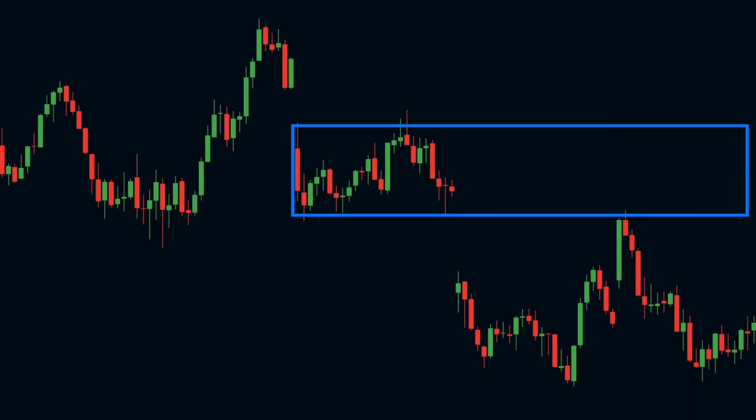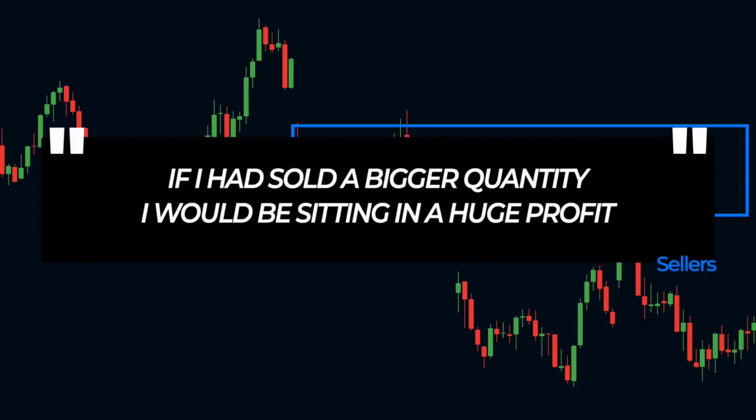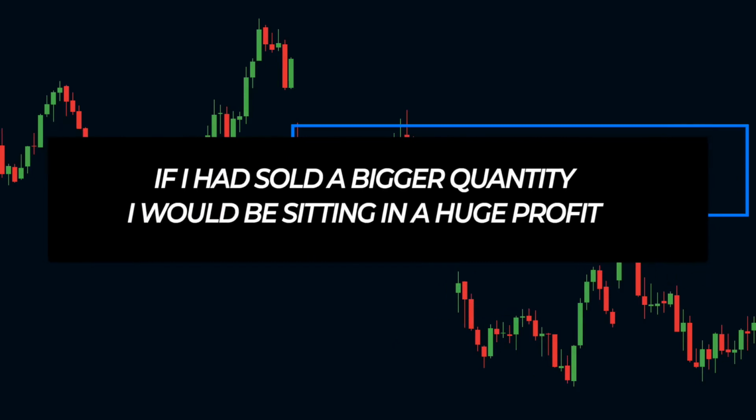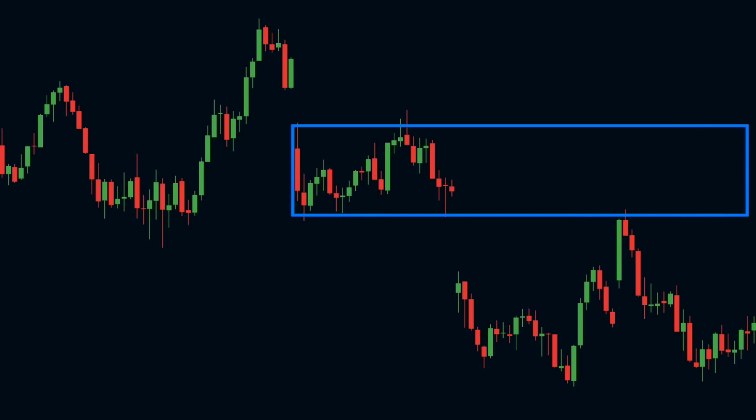When the price was trading in the value zone, a lot of sellers entered short positions. Then the price broke below the value zone, and they started making profits. As the market starts to trade lower, their profits start to grow. The greed starts to step into the minds of the sellers. They will think to themselves, if I had sold a bigger quantity, I would be sitting in a huge profit. They will tell themselves, I should have sold more.